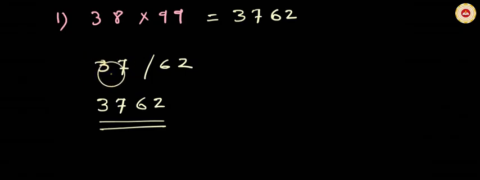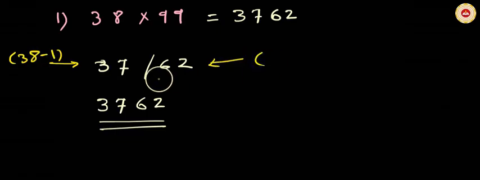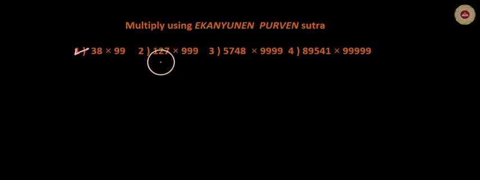We calculated the left part by subtracting 1 from 38, 38 minus 1, and we calculated the right part by subtracting these two digits 3 and 7 from 9: 9 minus 3 and 9 minus 7.